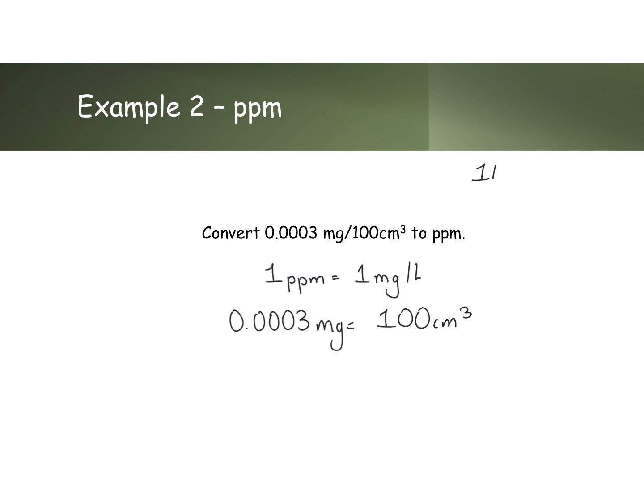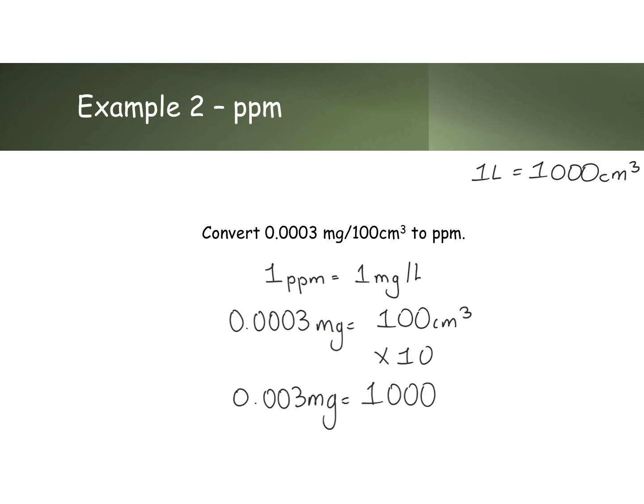We know that 1 litre is equal to 1,000 centimetres cubed. So we need to multiply both sides here by 10. When we do that, we get 0.003 milligrams is equal to 1,000 centimetres cubed. When we have milligrams and centimetres cubed, that means that the concentration of this solution is 0.003 ppm or parts per million. That's the answer for example 2.